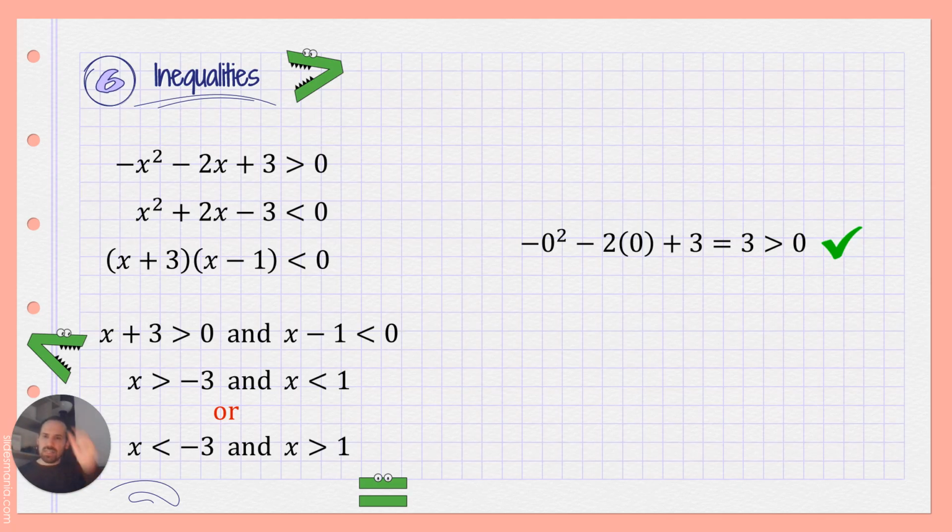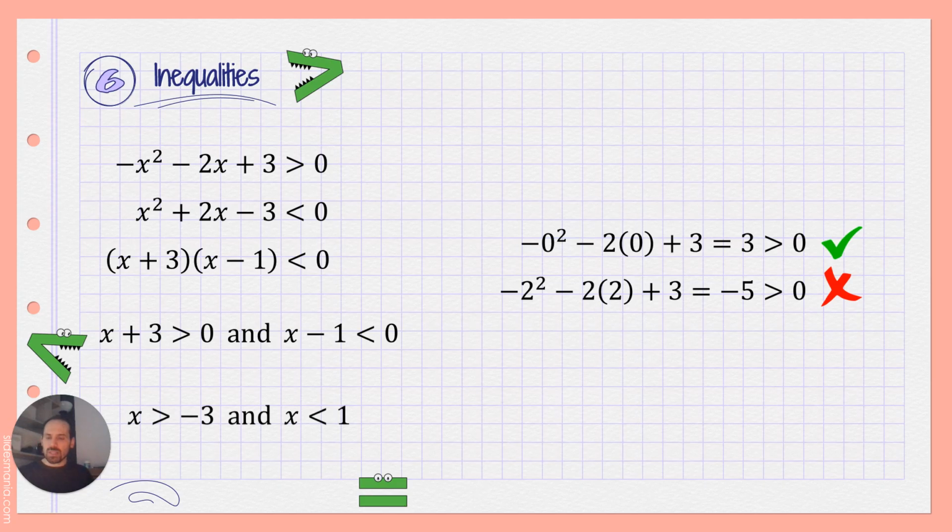So if I substitute 0 back into our original quadratic, I get 3. And 3 is greater than 0, so we're all good. But if I substitute in the value of 2, which is outside of that range, that's greater than 1, we get the value minus 5, and that's not greater than 0. So that shows that must be wrong, and so the first one must be the correct one. And that we can actually combine together to something like this: x is greater than minus 3 and less than 1.